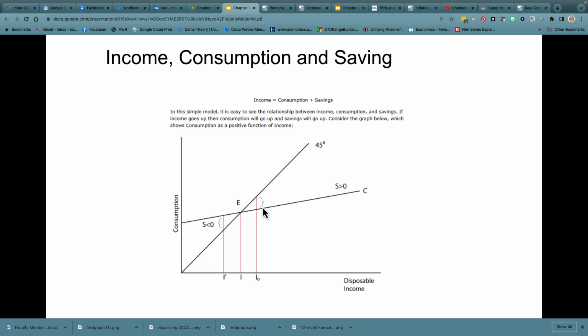Okay. Now this last point here, just this income level labeled I, you'll notice that is where the two lines intersect. So that is the point where consumption spending is equal to income, and we call that the break-even point. It's break-even because there are no savings, but there's also no dis-saving.